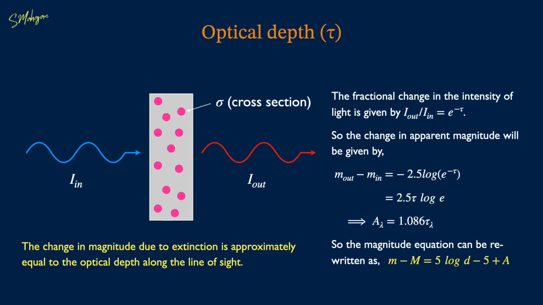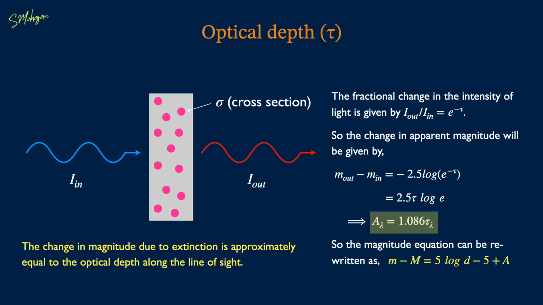If light of wavelength lambda and intensity I in enters a cloud made up of particles with cross-section sigma, and this light has some intensity I out when it leaves the cloud, the ratio of these intensities is given as e to the power minus tau. Tau, as we have already discussed, is the optical depth of the cloud. So practically, the change in magnitude of the light caused by the presence of interstellar extinction can be given as this expression, implying that the extinction is 1.086 times the optical depth.